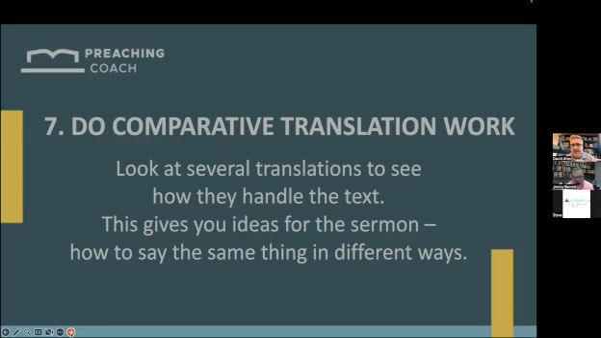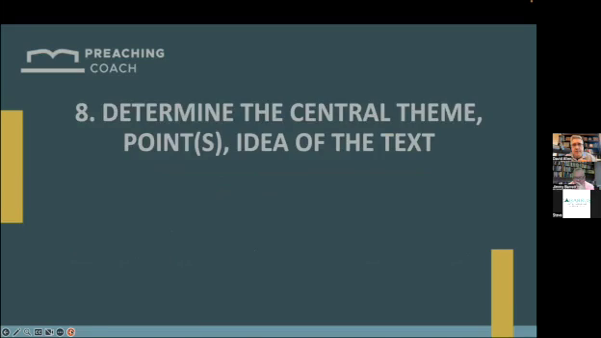That's the value of doing comparative translation work. It helps you to see more clearly what the author is saying. So instead of looking at one main translation, look at several in your sermon process. All right, let's get one more under our belt here. Step number 8 of my 12 steps.